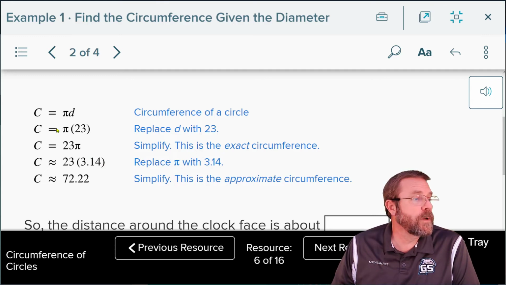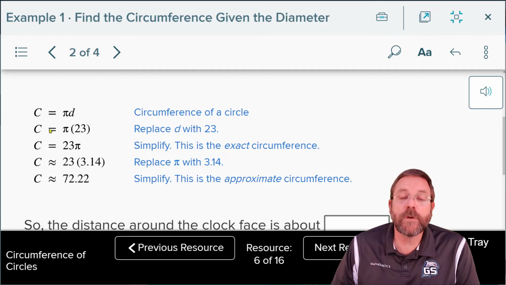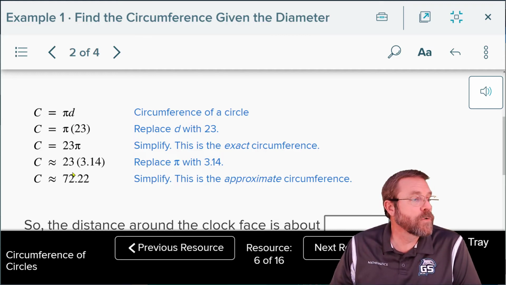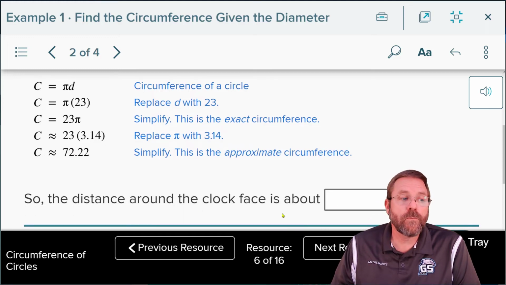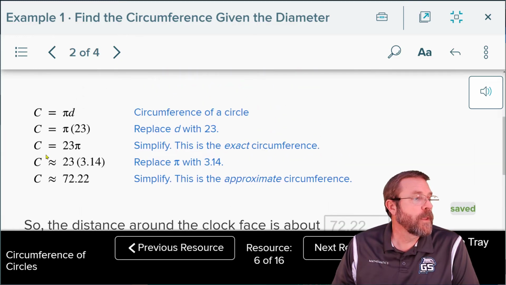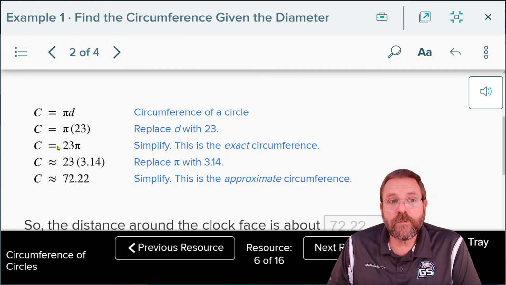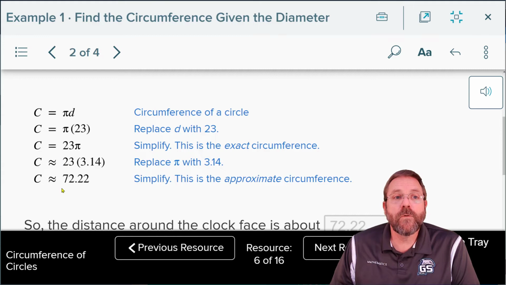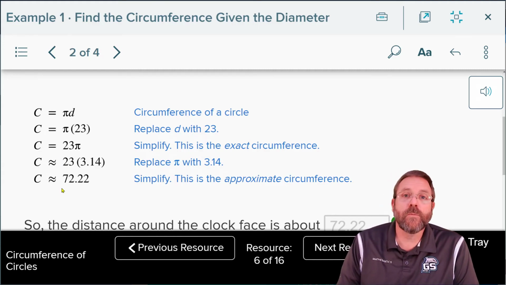If it was me doing it, I would, on the second line, say circumference is equal to 3.14 times 23. Multiply that out to get 72.22 feet to the nearest hundredth. 72.22, therefore, is going to be our final answer. Check it. Get rid of the third and the fourth, give me the second and the third line. I don't care about seeing them, but lines 1, 4, and 5, that's going to be the supporting work you're going to need to see in your homework.